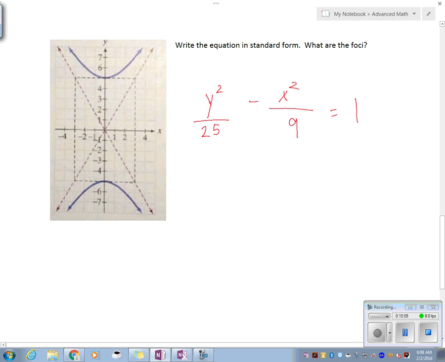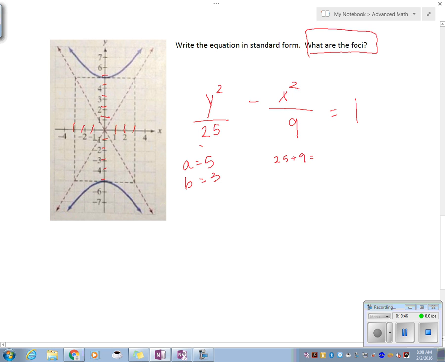I counted the rectangle. 1, 2, 3, 4, 5. 1, 2, 3, 4, 5. And that gave me A is 5. Oh. And B is 3. Right? Okay, so I have the equation. The other question says, what are the foci? How do I do the foci? I need to do what? Add or subtract this time? I need to add. So it's going to be 25 plus 9 equals, again, 34.